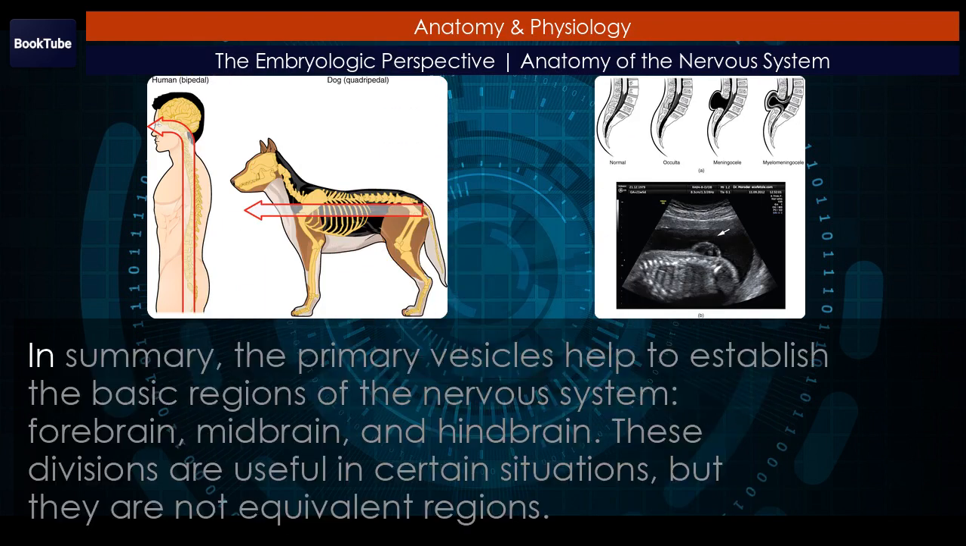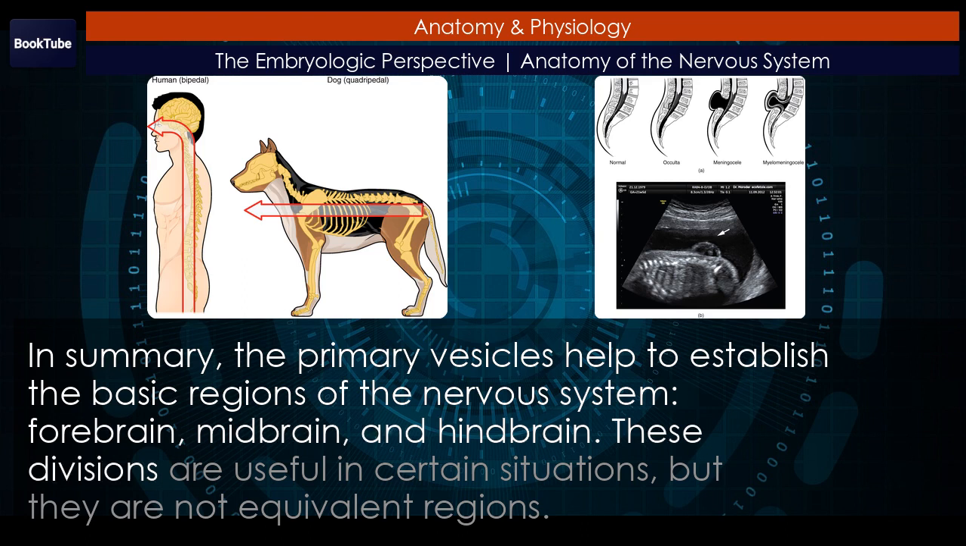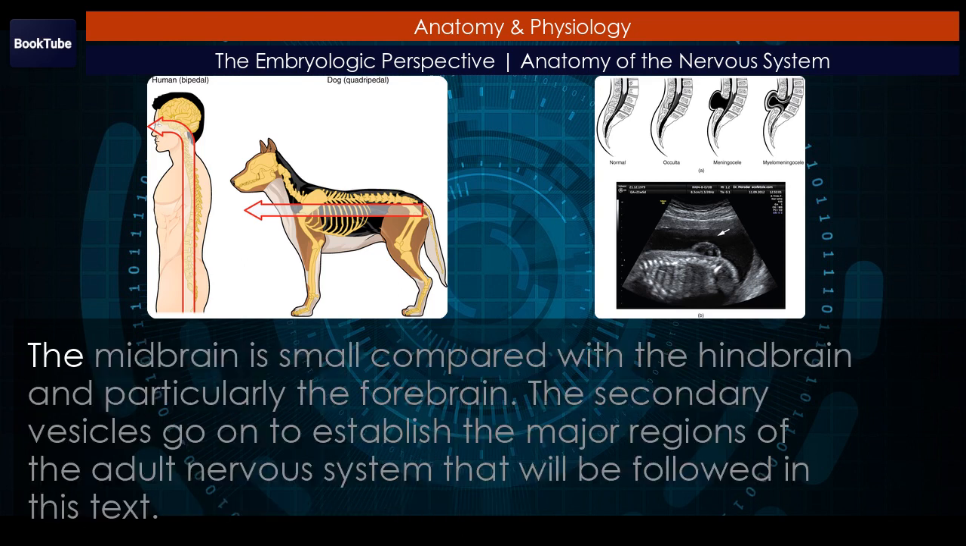Figure 3. In summary, the primary vesicles help to establish the basic regions of the nervous system: forebrain, midbrain, and hindbrain. These divisions are useful in certain situations, but they are not equivalent regions. The midbrain is small compared with the hindbrain and particularly the forebrain.